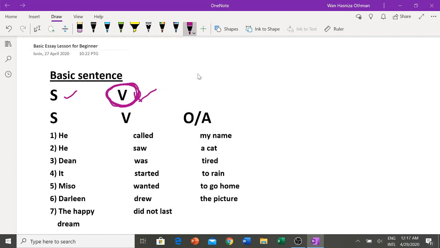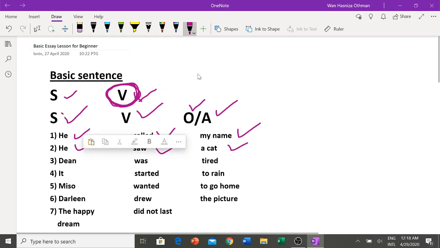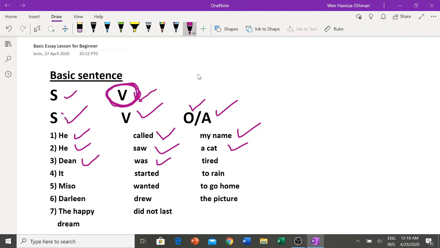Other than that, you can also have something a little longer, which is S, V, O, or A. We call it SVOA today. It goes like this. He called who? Called my name. He saw who? The object is saw a cat. Then was what? Was tired.